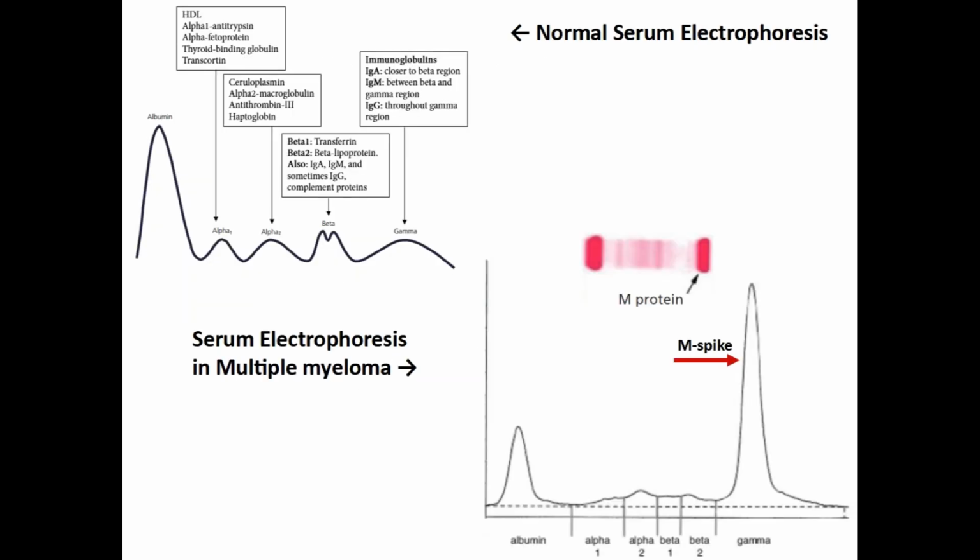The left side graph shows multiple peaks corresponding to various types of proteins found in the serum. Albumin is the most predominant protein in the serum. That is why albumin has the tallest peak in normal. In a patient with multiple myeloma, due to increase in gamma globulins that corresponds to the last peak, you'll be seeing a tall spike called M spike.